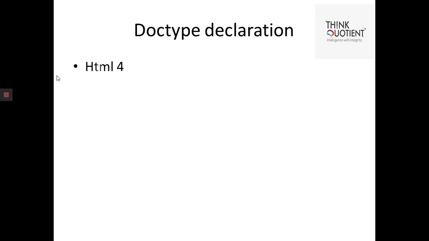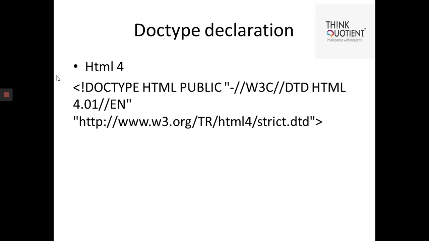Now let's have a look at how we declare the document declaration in HTML4, and it is something like this. You have to write an exclamation mark, DOCTYPE HTML PUBLIC W3C, because W3C, as we know, is the one responsible for all the updates of the World Wide Web Consortium, DTD HTML 4.01 and everything.